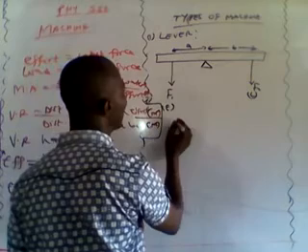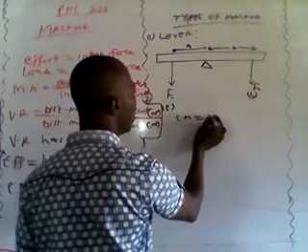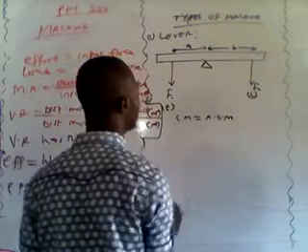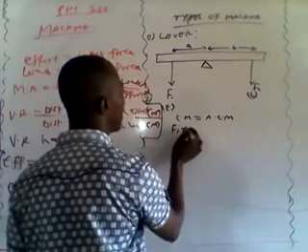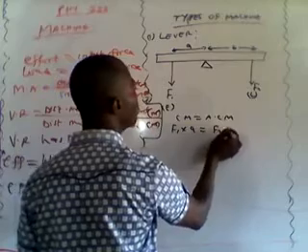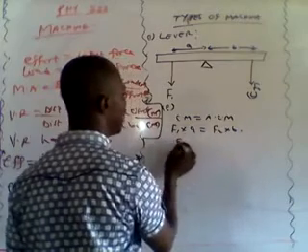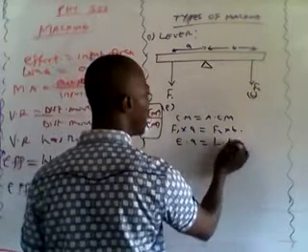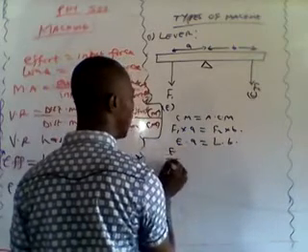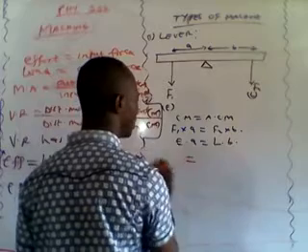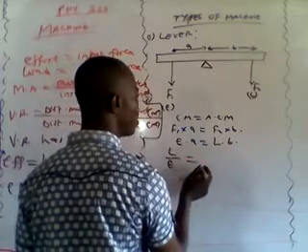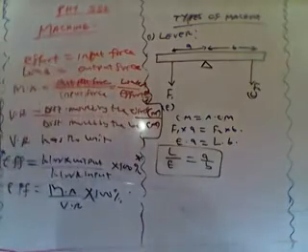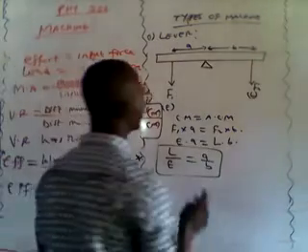clockwise moment equals anti-clockwise moment. I hope you've not forgotten this. That is F1 times A equals F2 times B. In other words, the effort E multiplied by A equals the load L multiplied by B, so that L over E will be equal to A over B.